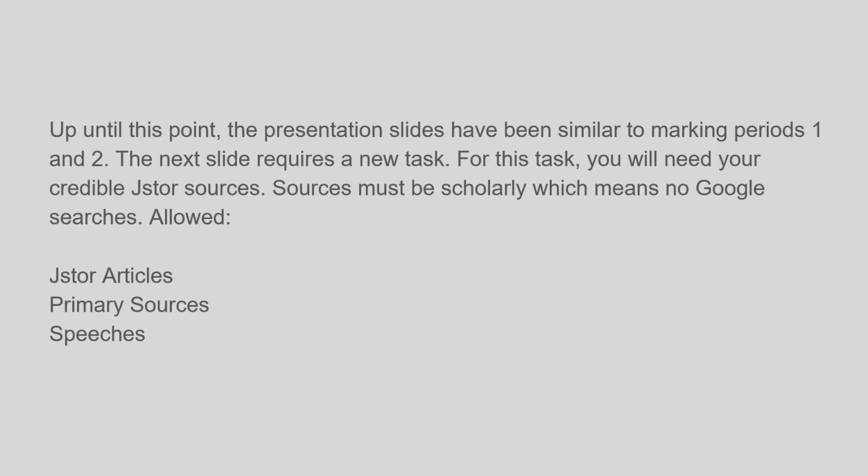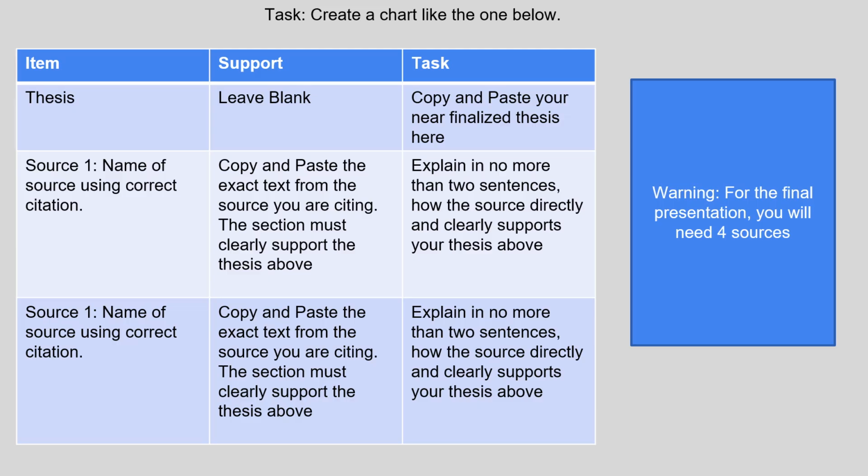Now we move on to Market Period 3, and this one you want to use sources. So this is the difference here. I'm going to be looking for primary sources, speeches, JSTOR articles. You cannot cite Wikipedia. You cannot cite a Google search. It needs to be a scholarly resource. Credible JSTOR sources.